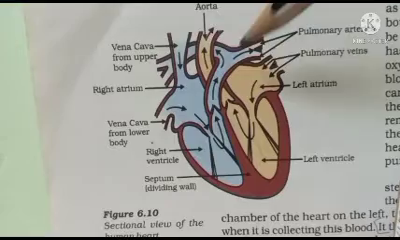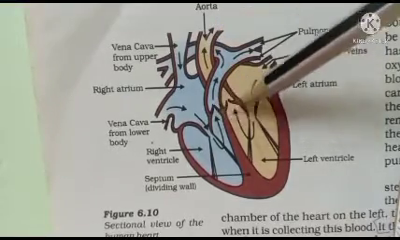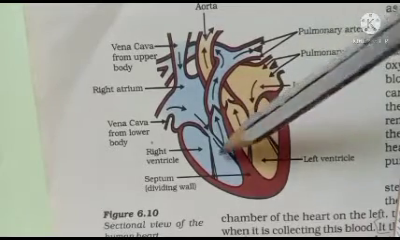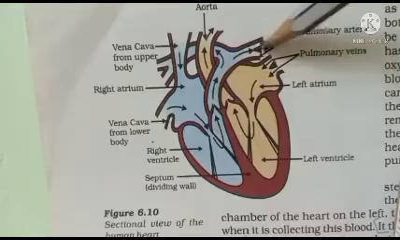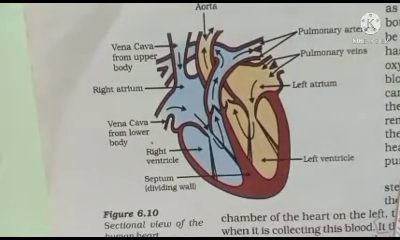body. Now this aorta and this pulmonary artery are guarded by a valve called the semilunar valve. The valve which guards the blood vessel is called the semilunar valve, and it prevents the backflow of blood. It will allow the blood to flow from the ventricle into the blood vessel, not from the blood vessel into the ventricle. So that is the function of the valve.